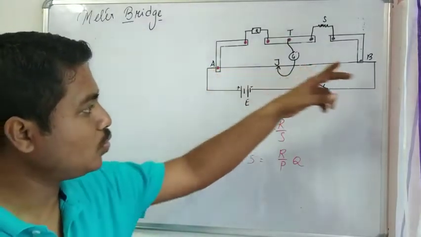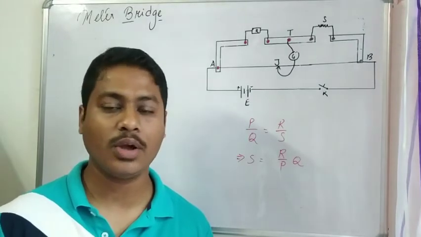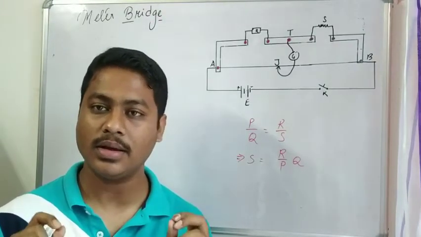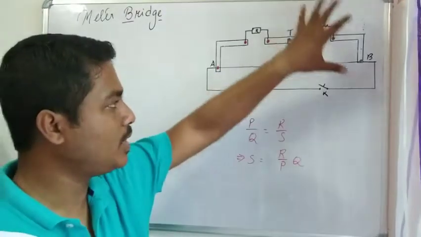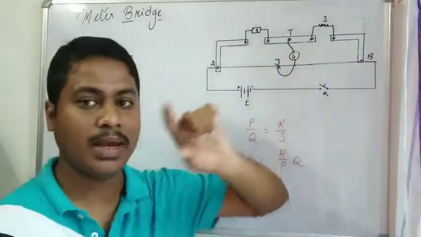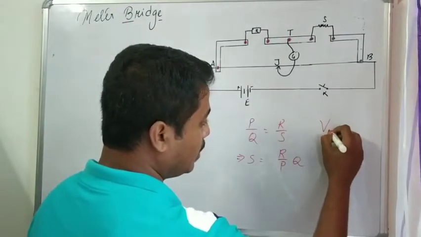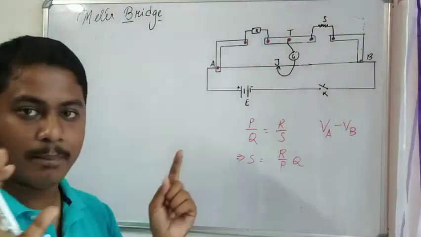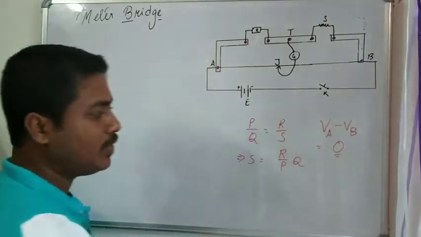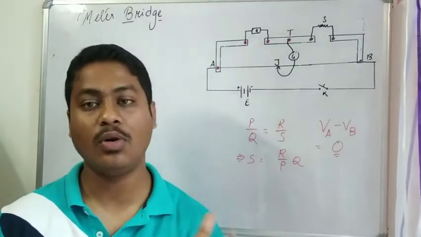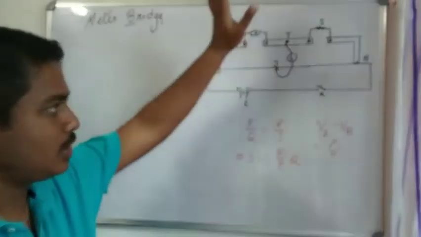Why does the galvanometer show 0 deflection? Because when there is no current flowing through the circuit, your galvanometer deflection will always show 0 current. When the bridge is balanced, point A and point B have the same potential. The potential difference between A and B is VA minus VB, and in the balanced Wheatstone bridge condition, A and B have the same potential, so the potential difference is equal to 0. If there is no potential difference, there will be no flow of current. That's why the current through the galvanometer becomes 0. Now the bridge is balanced.